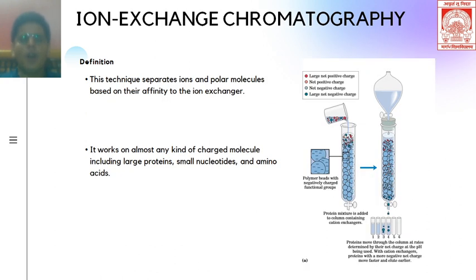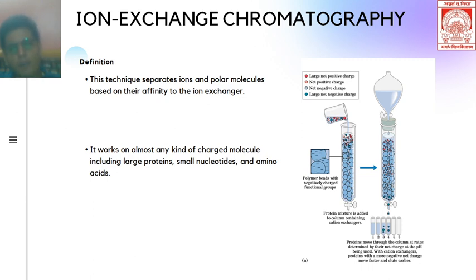Now we will talk about ion exchange chromatography. As the name suggests, in this particular technique we can easily separate ions and polar molecules based on their affinity to the ion exchanger. On the right hand side, you can see we have a packed column that is filled with polymer beads with negatively charged functional groups, and at the same time we are separating a mixture that has molecules with a large net positive charge, a net positive charge, a net negative charge, and a large net negative charge.